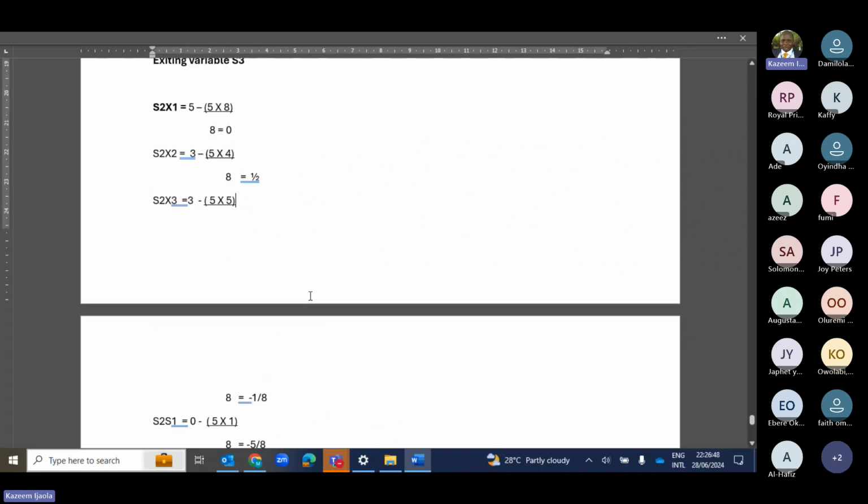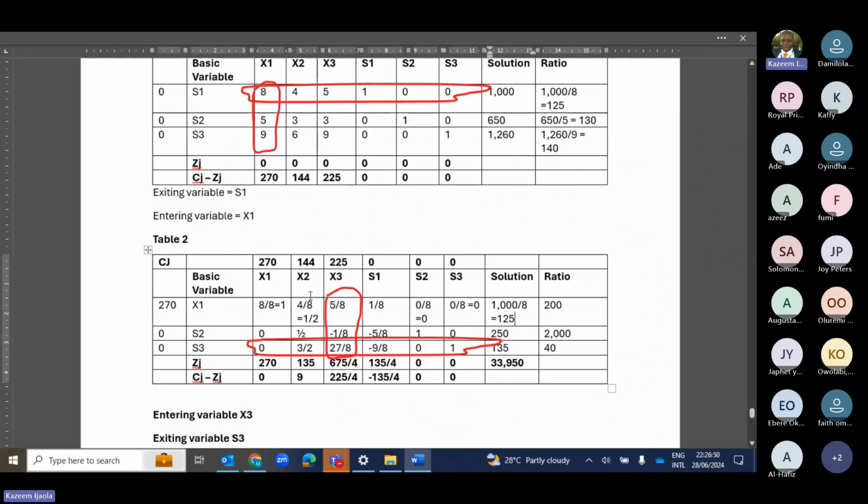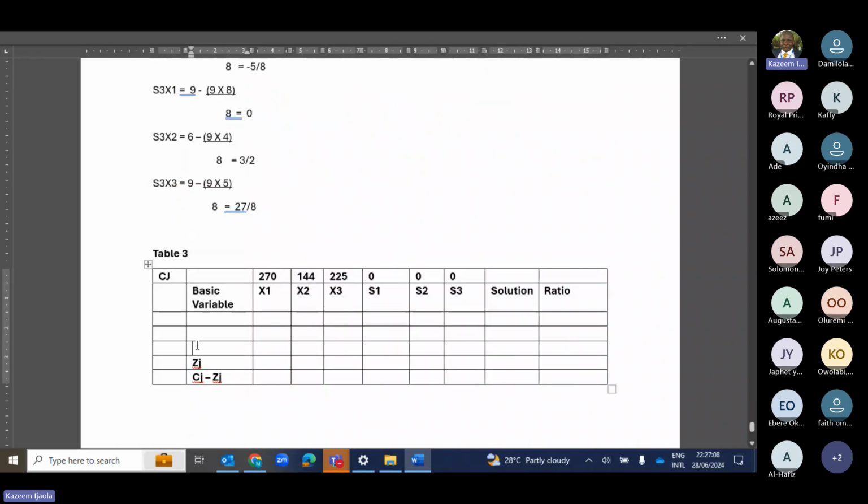Okay, so what we need to do now is bring in x3. The easiest ones to do, guys, is the variable you are bringing in. So the entering variable is x3 and the exiting variable is S3. Just quickly come here in your new table. You call x3 here, you are bringing it in.